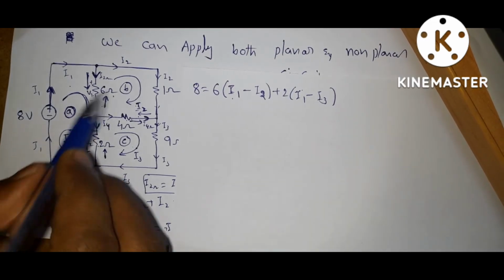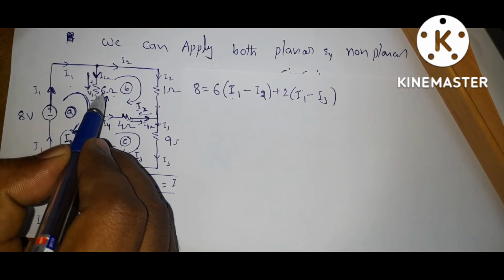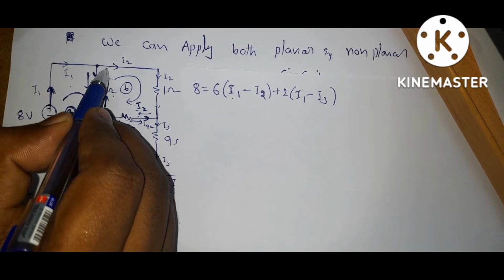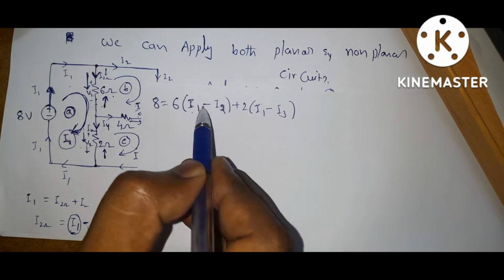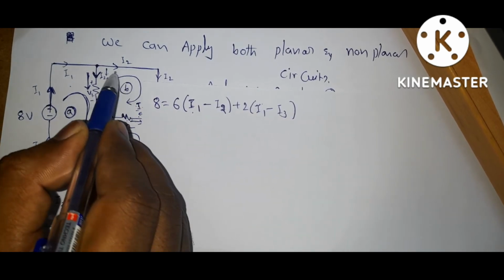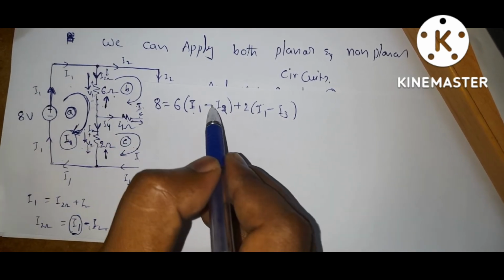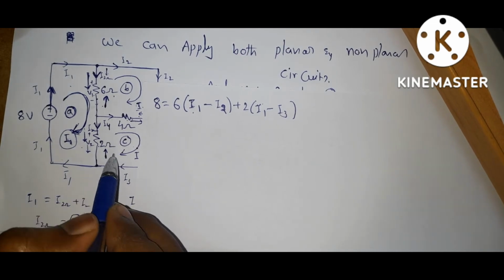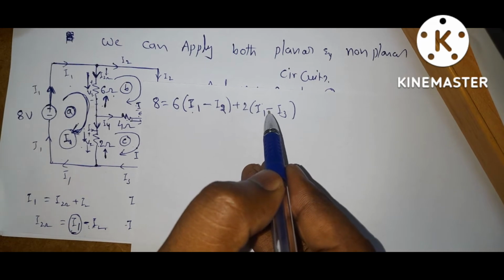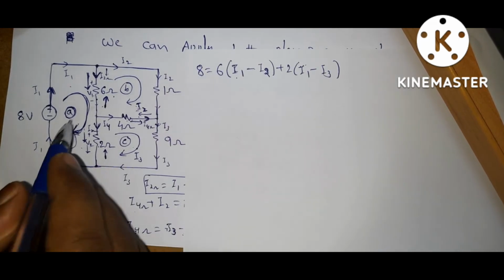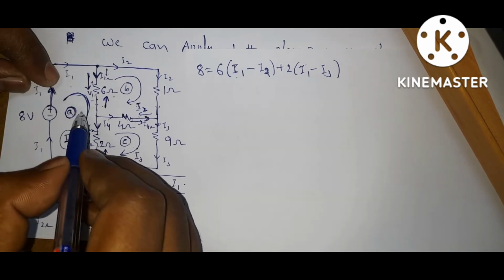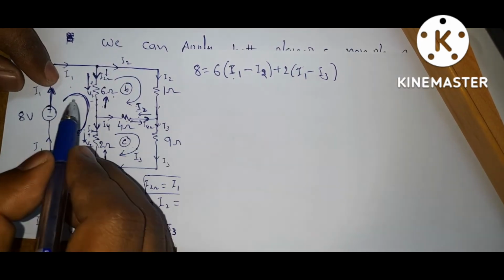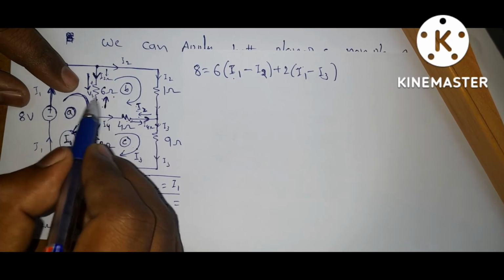For suppose, if you assume current direction like this, that is counterclockwise direction, you will get positive here. If you assume this direction is counterclockwise, you will get positive here. See here also, if you assume this direction is in counterclockwise, you will get positive here. So here I am taking all are in clockwise direction. So this is positive and this is negative. That depends on the direction at the branch element.